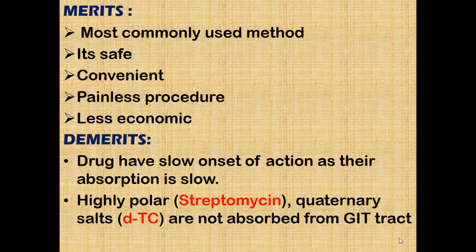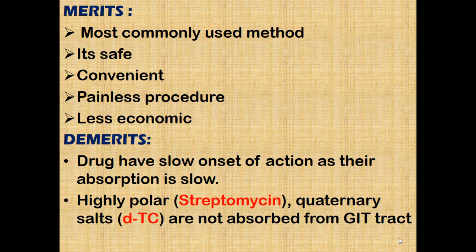Then what are the demerits? Okay, drugs have slow onset of action as their absorption is slow, because when you take the oral route drug, it has to go to the GIT, absorb from the GIT, then go to the liver, then again it has to enter into the systemic circulation. That's why it will take a long time to act. That's why oral route is not preferred in the acute condition. Any acute condition or emergency condition, you cannot use the oral route. That is a very, very important demerit.